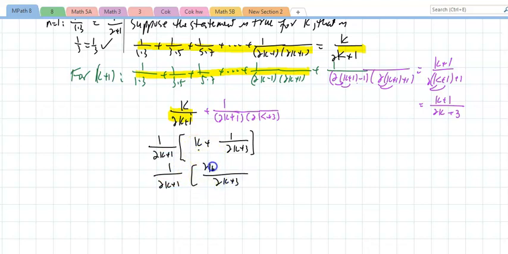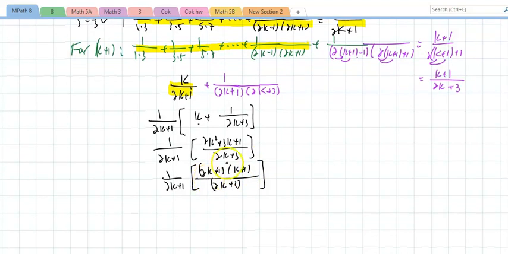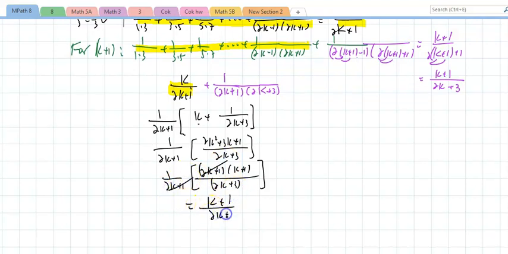That would be 2k squared plus 3k plus 1. That factors into 2k plus 1 into k plus 1. Is that right? 2k plus 1 into k plus 1. That's right. So this will cancel with that, and I would be left with k plus 1 over 2k plus 3, which is what I want.